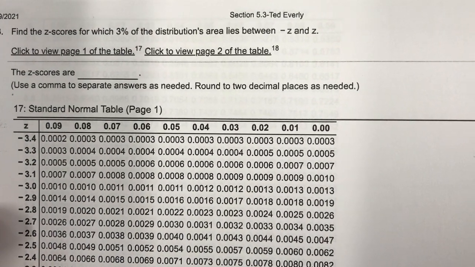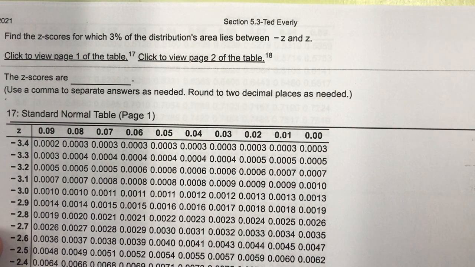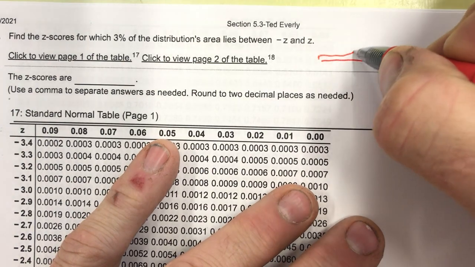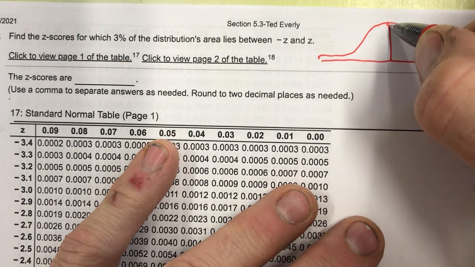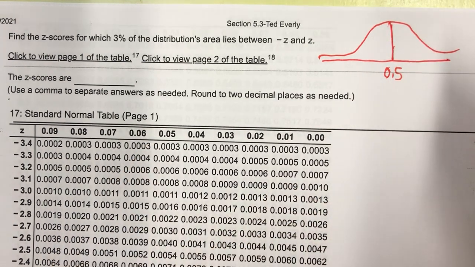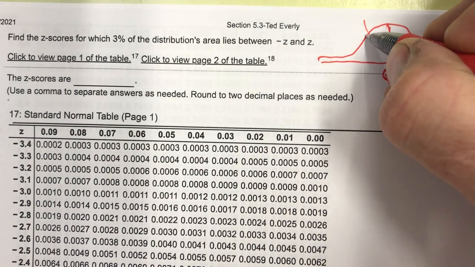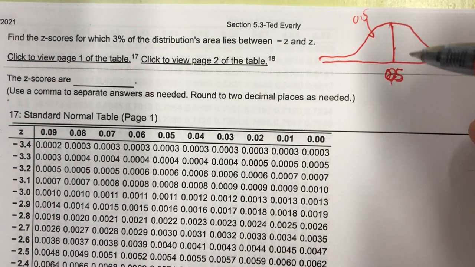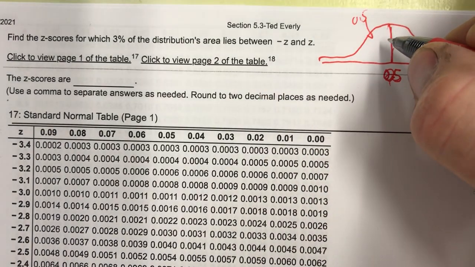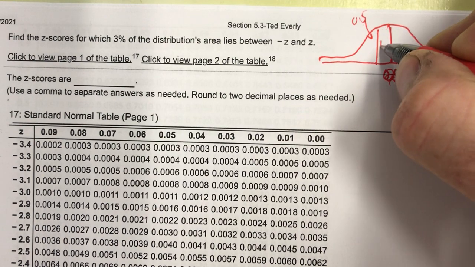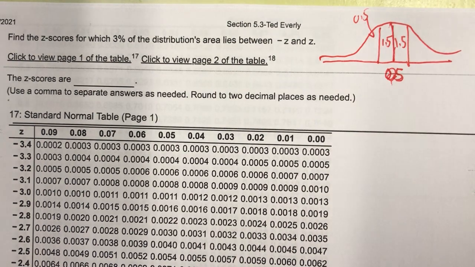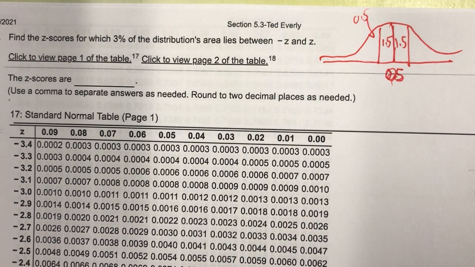Find the z-score for which 3% of the distribution's area lies between negative z and positive z. Okay, so that means I've got this bell curve, and right down the center is my mean, which is 0.5. Well, that's not my z-score. This means this over here is 0.5. Okay. So since this is 3%, if I divide that by 2, that means I've got 1.5% here, and 1.5% there, because it's only 3%.